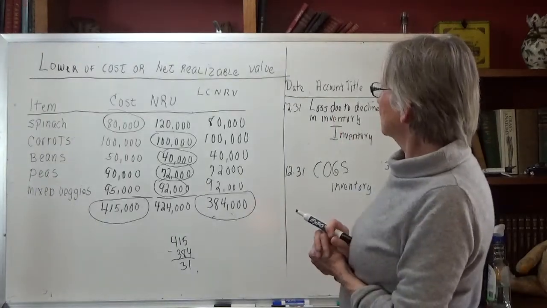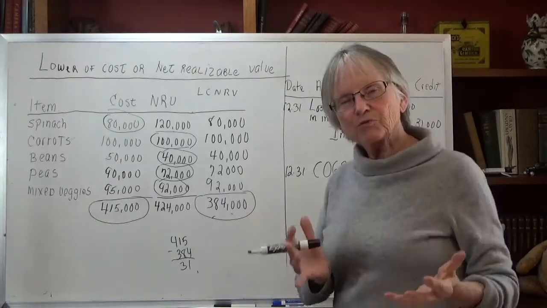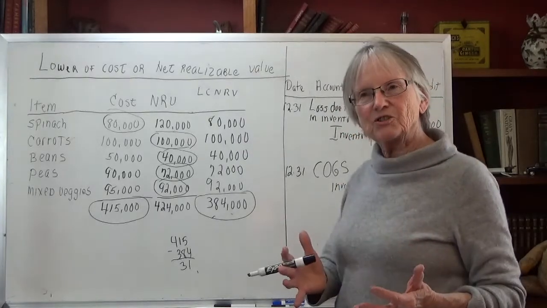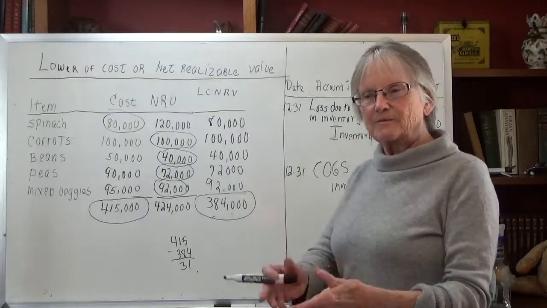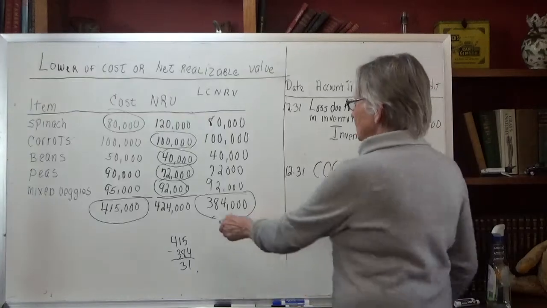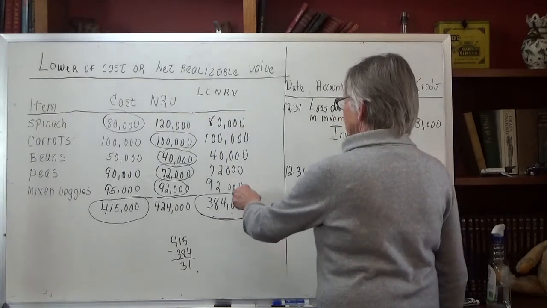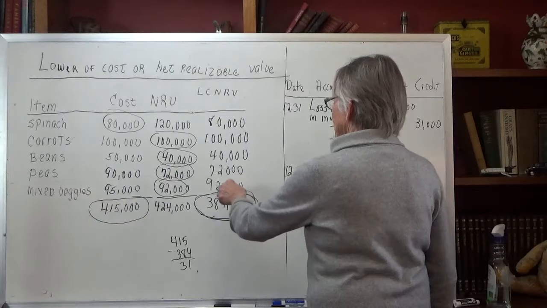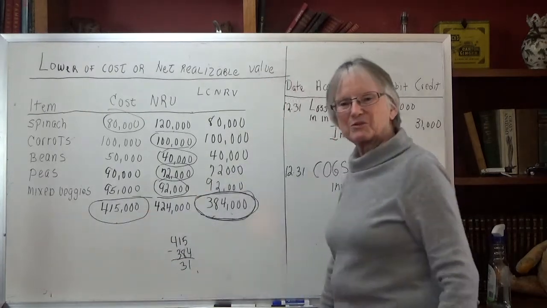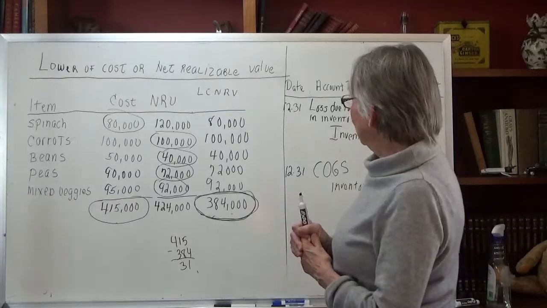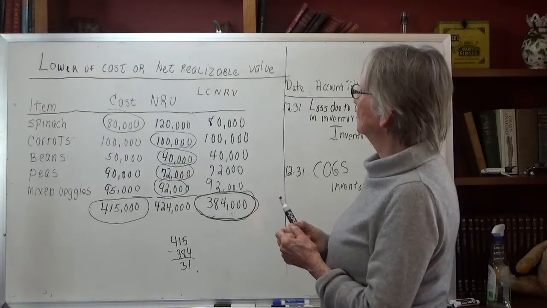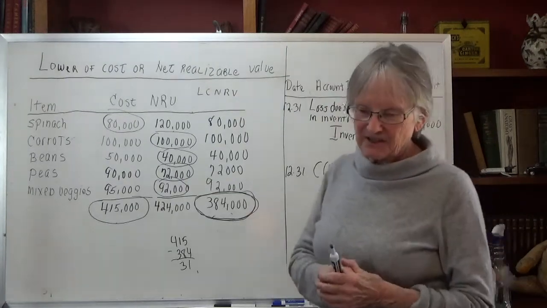So the key points, lower of cost or net realizable value. The main principle is, if you're going to report an asset on your balance sheet, it has to show the fair value of that asset. If you've got inventory whose net realizable value is only 384, you really can't have it on the books at 415. Okay, so this is the justification for using lower of cost and net realizable value.